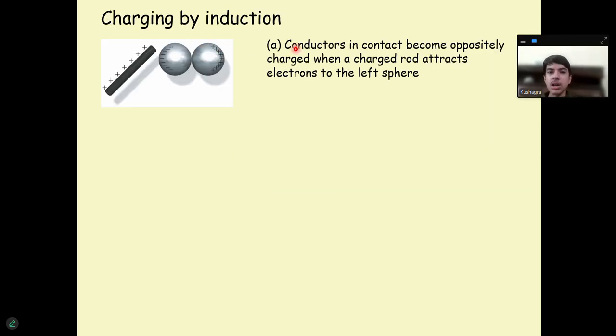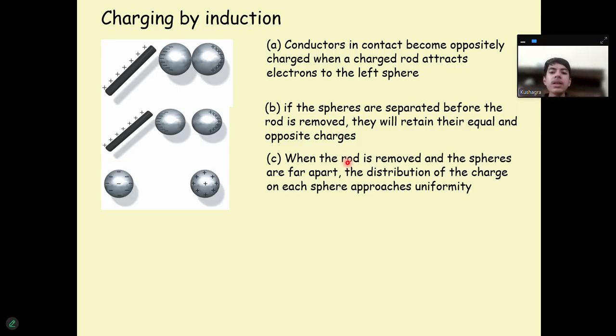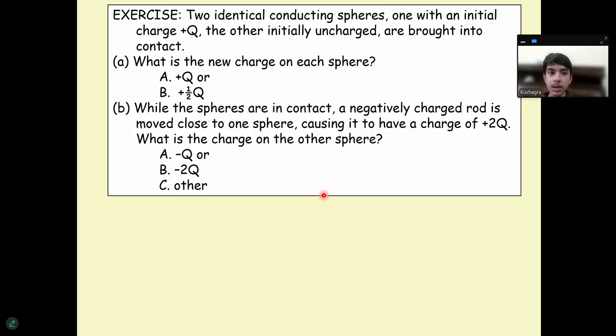Charge by induction. Conductors in contact become oppositely charged when a charged rod attracts electrons to the left sphere. If the spheres are separated before the rod is removed, they will retain their equal and opposite charges. When the rod is removed and the spheres are far apart, the distribution of the charge of each sphere approaches uniformity.